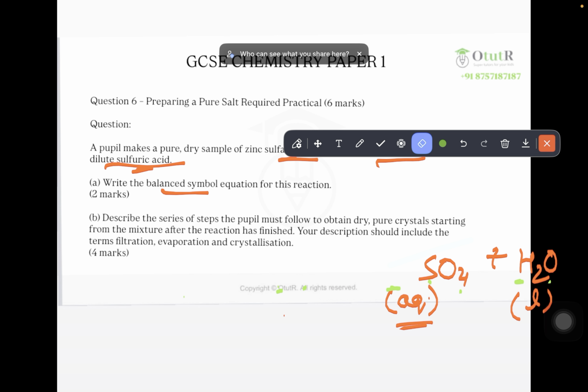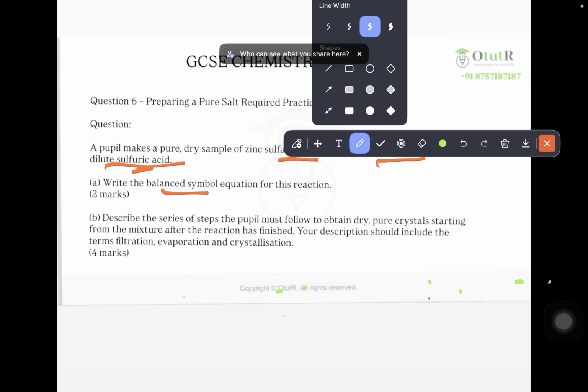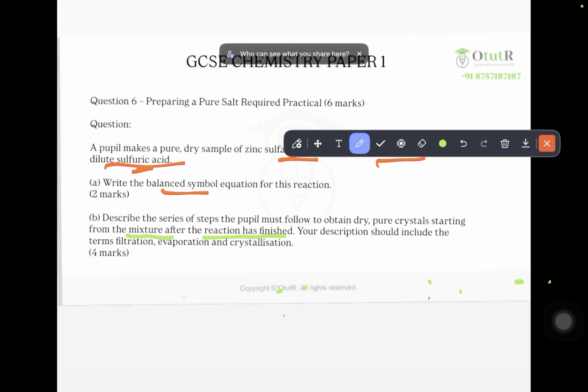Next, describe the series of steps the pupil must follow to obtain dry, pure crystals, starting from the mixture after the reaction has finished. Your description should include the terms filtration, evaporation, and crystallization. Specifically, if your question does not say that your description should include these, you should still write these in your answer, because these are the keywords. Over here in the question I've clearly mentioned to include these words.